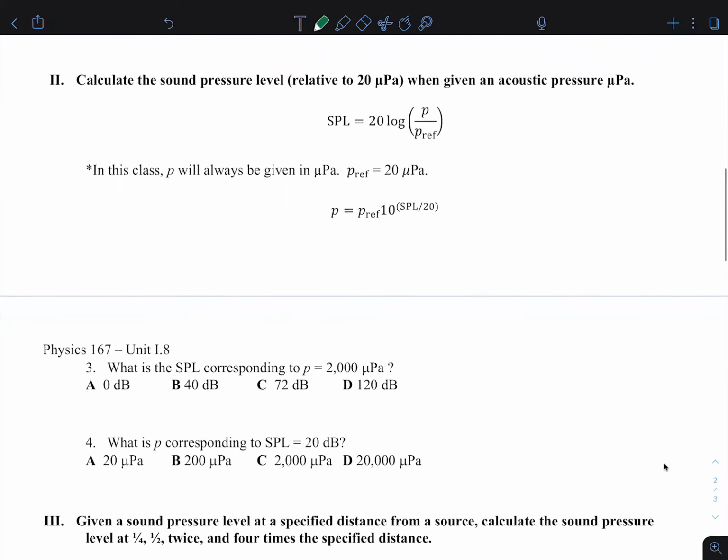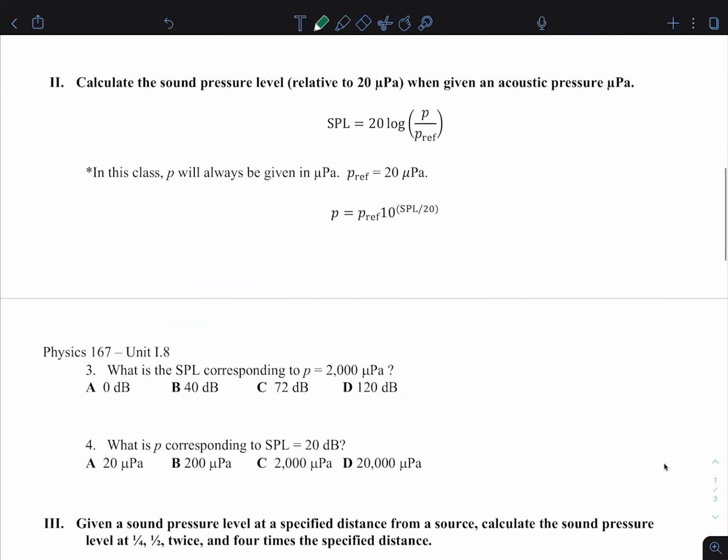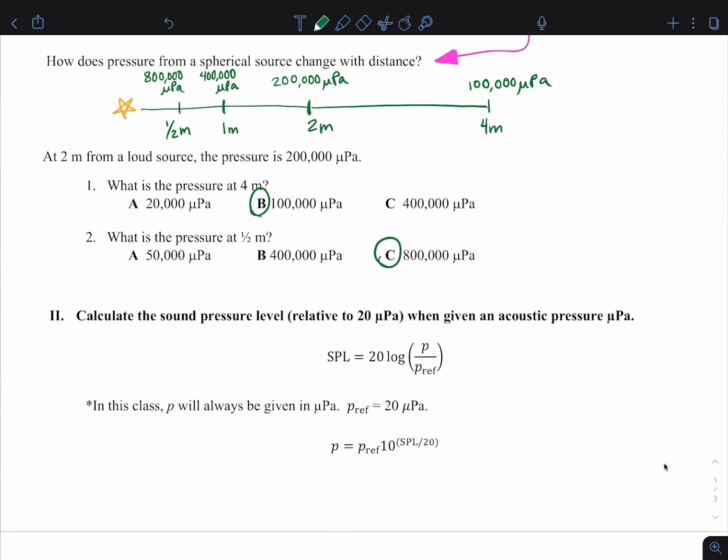But we don't usually talk in micropascals. When we talk about sound, we usually talk in decibels. You can see the lecture for the reason, but basically pressure in pascals or micropascals is on a linear scale. Sound pressure level, which we abbreviate SPL, is in decibels, which we abbreviate dB, and is on a logarithmic scale.